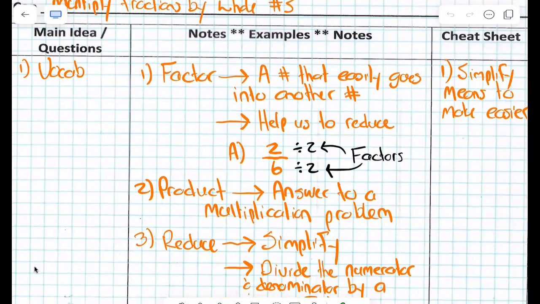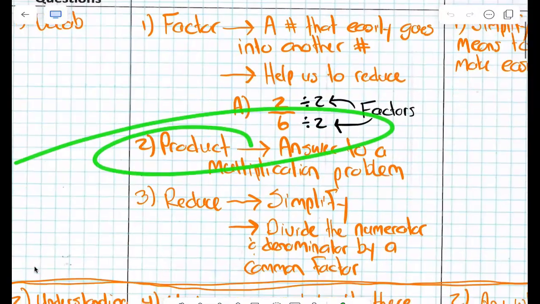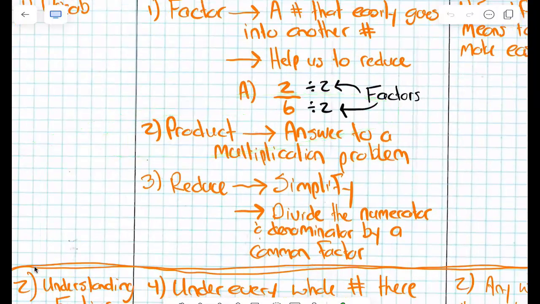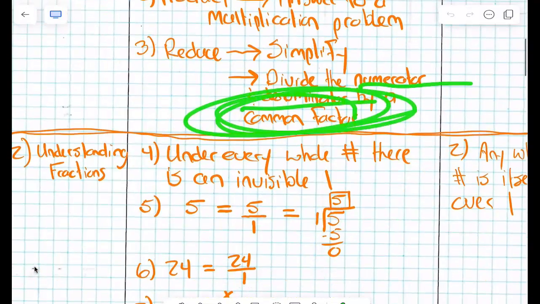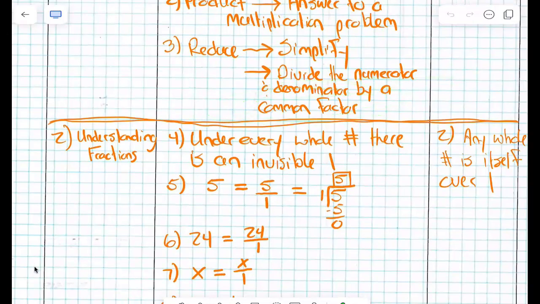Class, what's the answer to a multiplication problem called? Product. And another name for reduce is simplify. And in order to simplify or reduce, you divide the numerator and the denominator by a common factor. You guys are doing really good. Understanding fractions, big one.